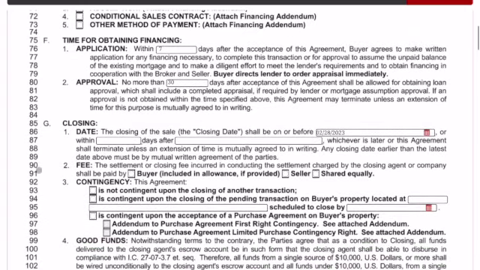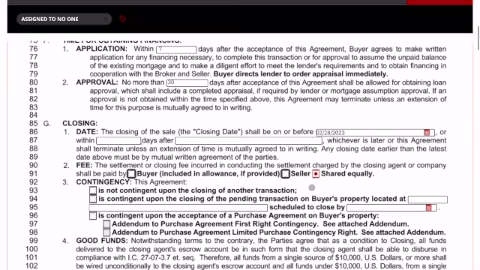From there, we have the fee, line 90, the settlement fee, that we typically put will be shared equally. Depending on the title company you're using, that's going to cost somewhere between $450 to $500. But you're going to want to put on there shared equally unless your buyer really wants to pay for it, or if your buyer's struggling with funds, maybe you ask the seller to pay for that entire thing.